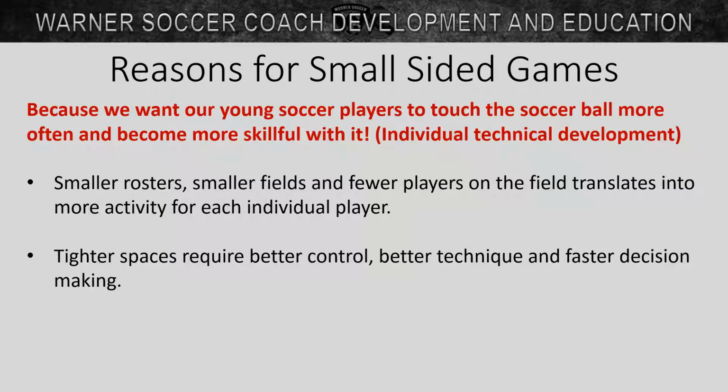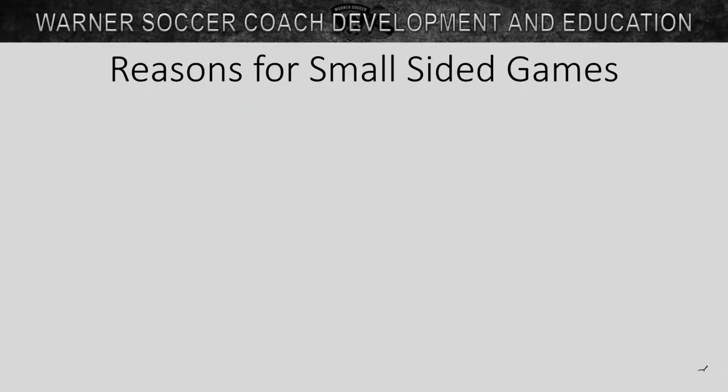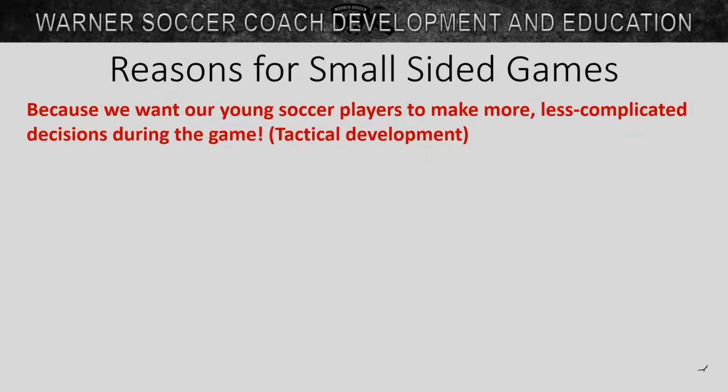If you were to take 9-year-olds and put them on an 11v11 field, my strategy for you, if you want to win, kick the ball big, put it into space, and let the fastest player on the field go chase it down and score. By doing that, you'll win a lot of games. But is that really the best environment for our players to develop? So the smaller games requires them to be better with the technique and make faster decisions. The second and the big one for today is because we want our players to make more decisions and less complicated decisions during the game.